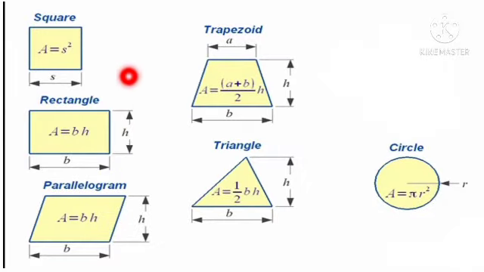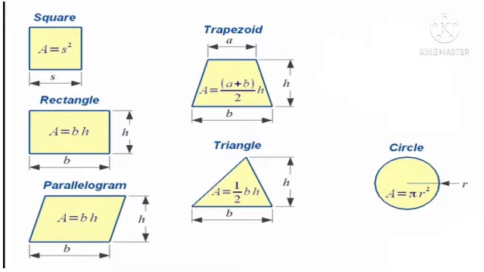Children, now let us see area of some shapes. Area of a square is side squared, and area of the rectangle is length into breadth. Area of the parallelogram is base into height, and area of the trapezoid is A is equal to (a plus b) by 2 into h, that is the sum of the two parallel sides multiplied by the height divided by 2. And triangle, half into base into height. Circle, pi r squared, where r is the radius of the circle, and pi is equal to 22 by 7 or 3.14.